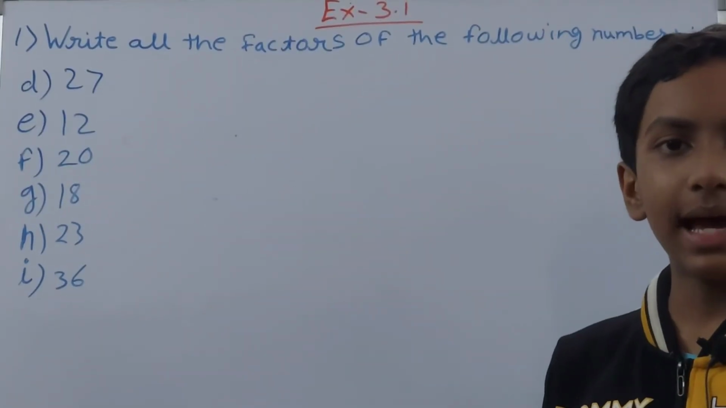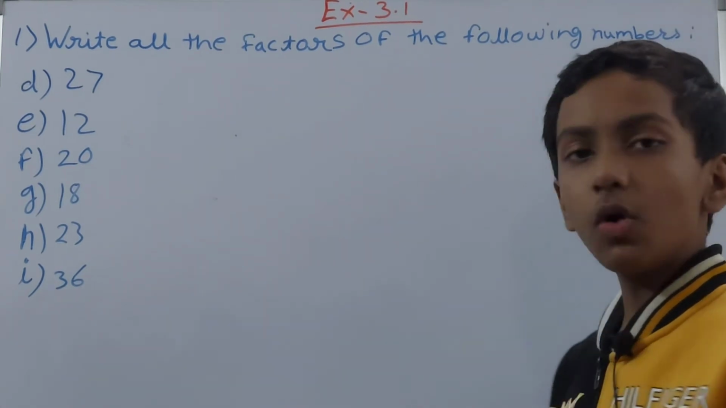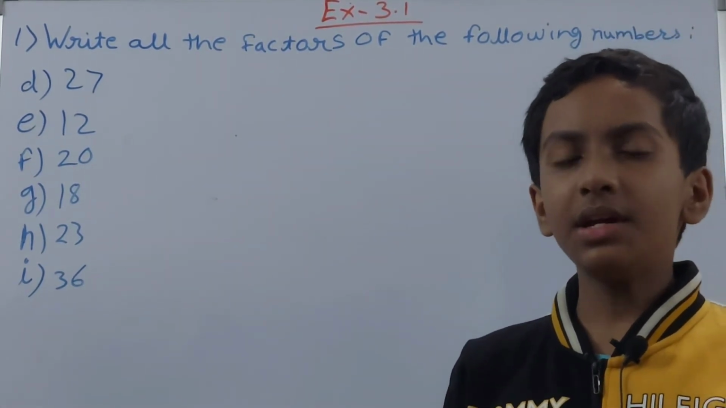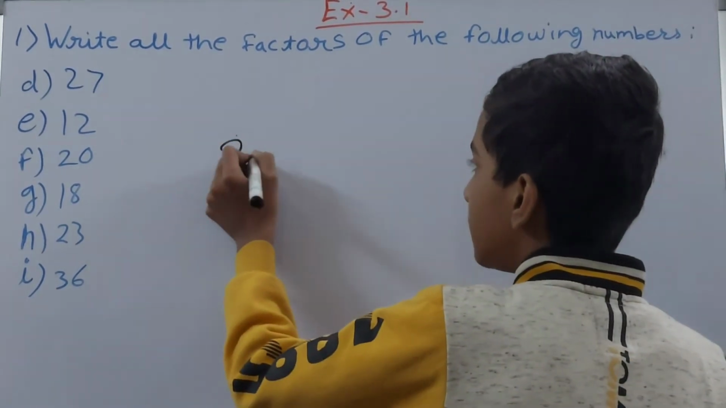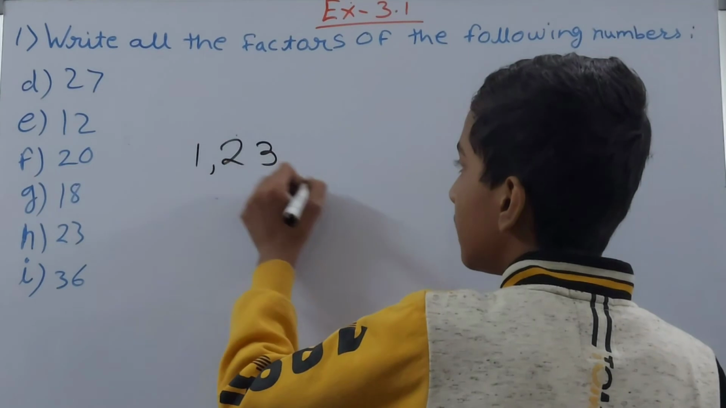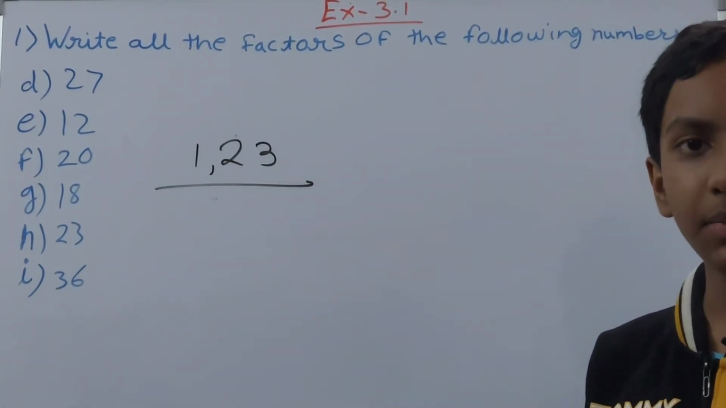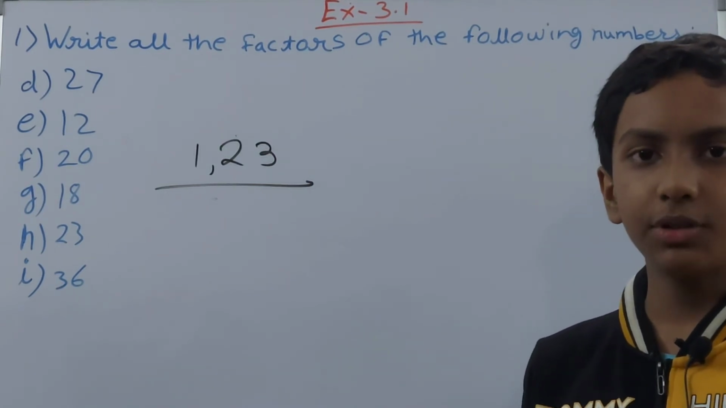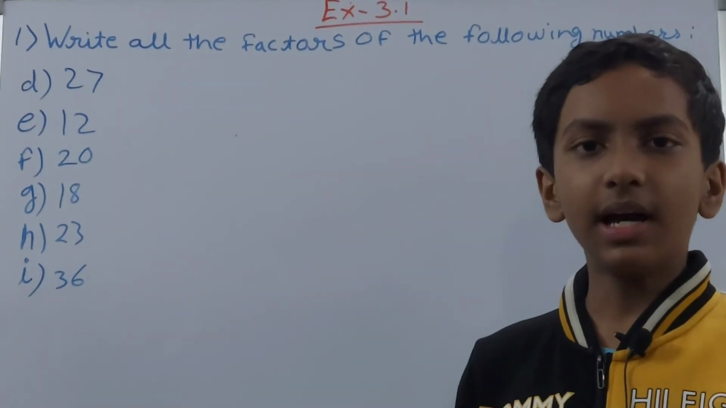Next number we have is 23. Now you can see 23 is what? It is a prime number. 23 does not come in any other number except what? 23 and 1 itself. So we can say the factors of 23 are 1 and 23. Why? Because it is a prime number and it is not coming in any other number's table except 1 and 23.